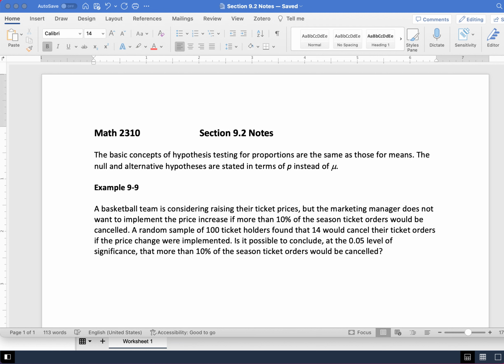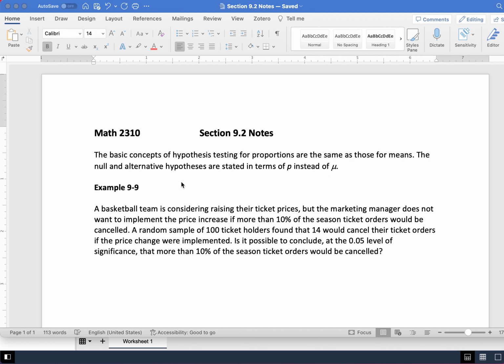In this video for section 9.2, we're going to talk about how to test a hypothesis about a proportion. The basic concepts are pretty much the same as those for means. One of the major differences is that in the null and alternative hypotheses, we will use p instead of mu because we're talking about a proportion instead of a mean. So we're going to look at example 9.9.